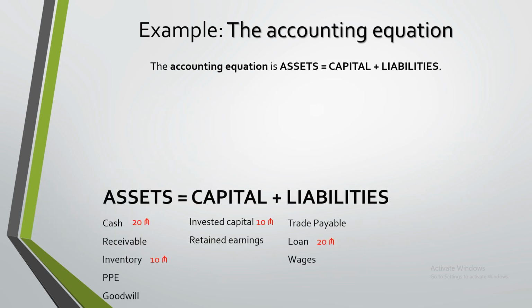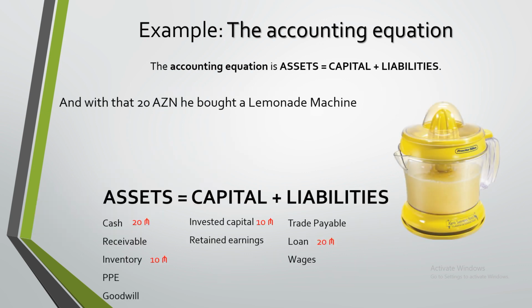After all that, with the 20 ATM, he bought a lemonade machine. The transaction will be: debit equipment and credit cash. There will be some reclass in assets, but the accounting equation will be the same, 30 equals 30.